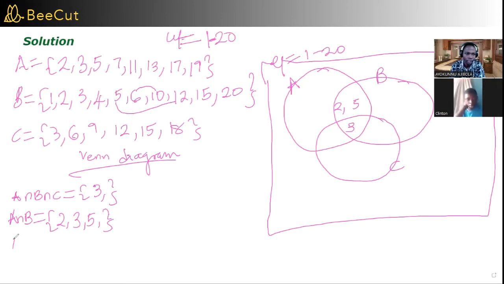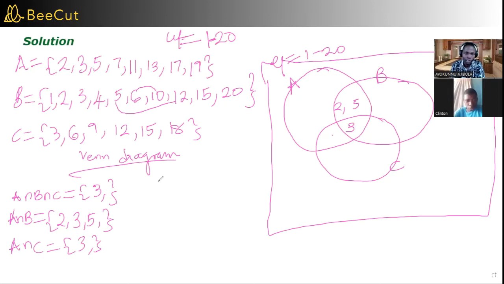Now, let's go for A intersection C. What is common to A and C? We have 3. So apart from 3, is there anything common to A and C? Let's check. There is nothing. So for this region, we're not putting anything in this place. There's nothing, because it's only 3 that is there, and the 3 has been represented.